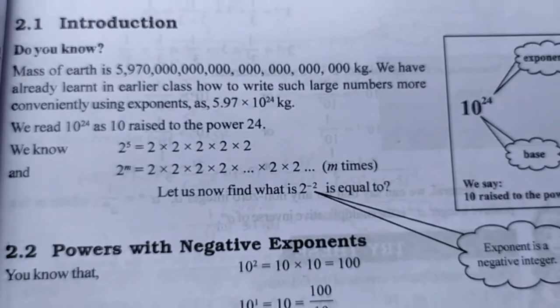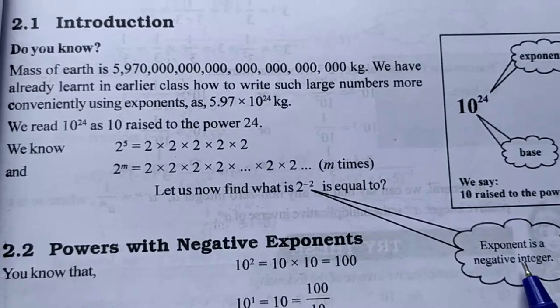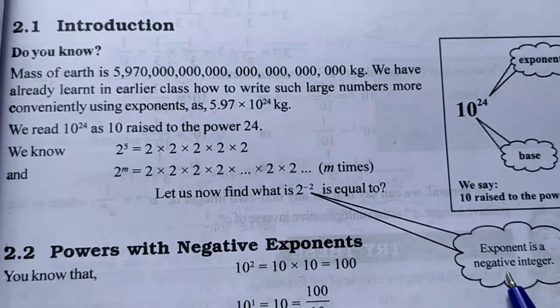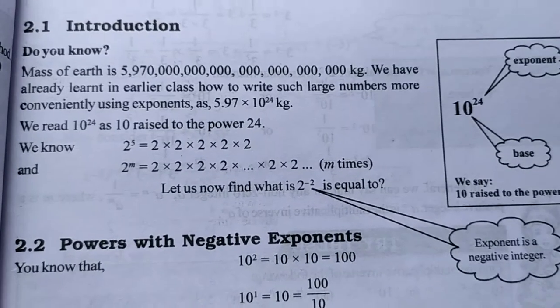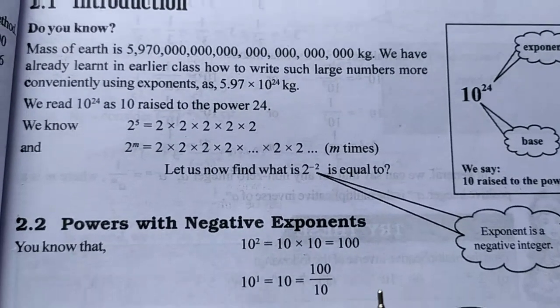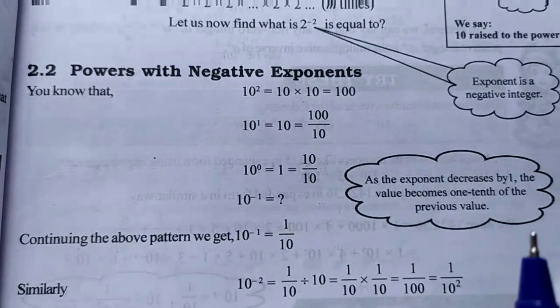Then what about the negative case? That we can say as the exponent being a negative integer. Then how to write that one? It is very simple. For that they give an example here in your textbook.